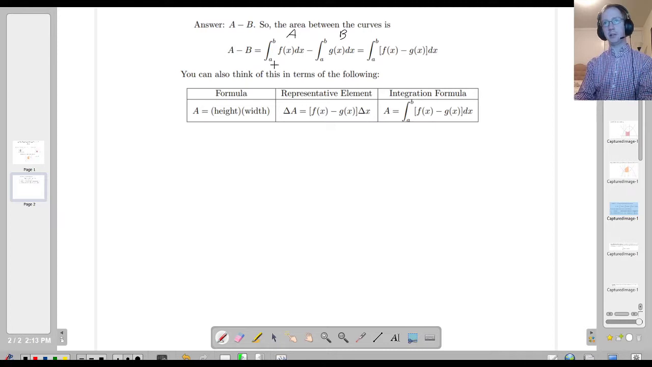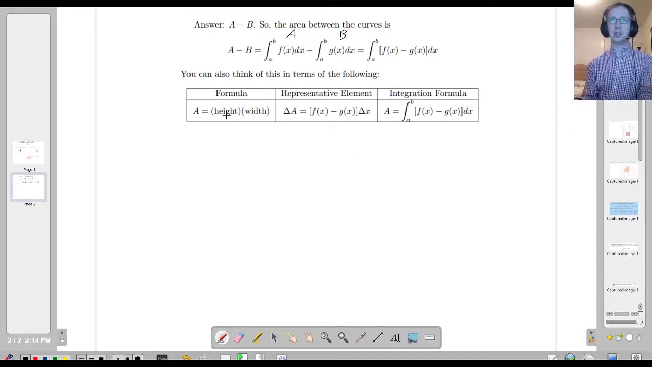And one of the facts we learned about integrals back in Calculus 1 is that if you subtract two integrals with the same limits, then you can just subtract their integrands, in other words, the things you're integrating. Okay, so the important takeaway from all this is that if you want to find the area between two curves, then all you need to do is integrate the difference of those two curves, the top one minus the bottom one, and you want to integrate that from a up to b.